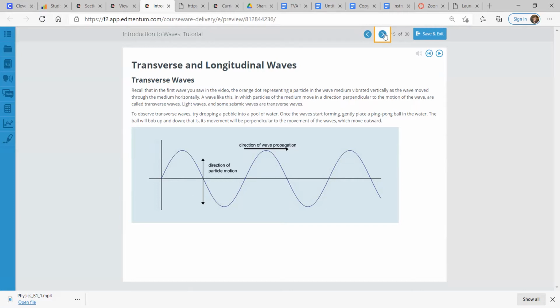That is transverse. And some examples of transverse waves are seismic waves, those are some earthquake waves, and then transverse waves are light waves too. To observe transverse waves, try dropping a pebble into a pool of water. Once the waves start forming, gently place a ping pong ball in the water. The ball will bob up and down. That is, its movement will be perpendicular to the movement of the waves, which move outward.